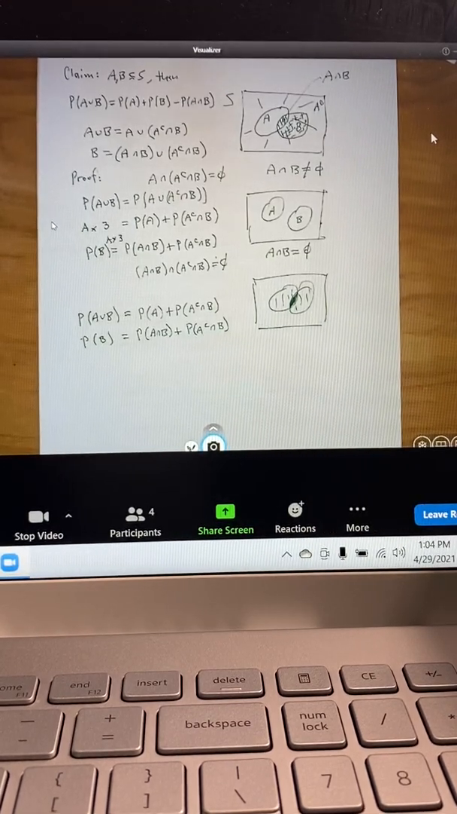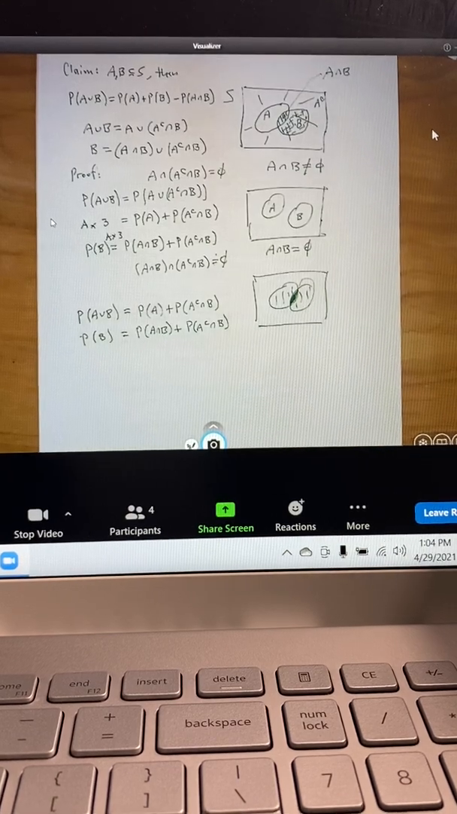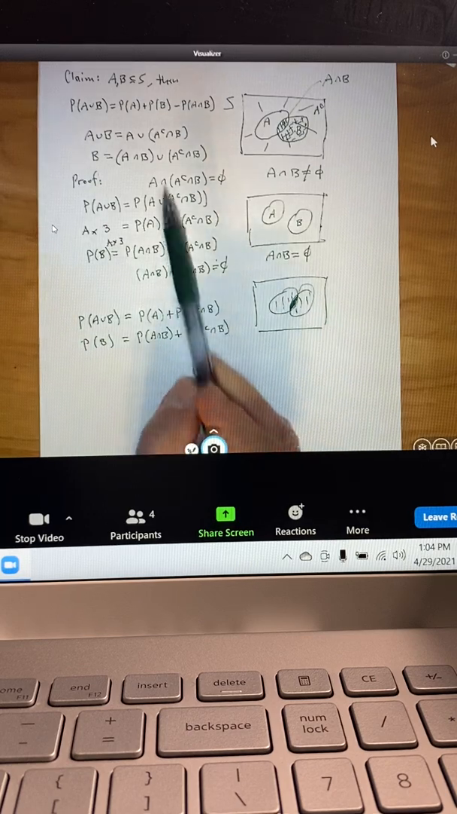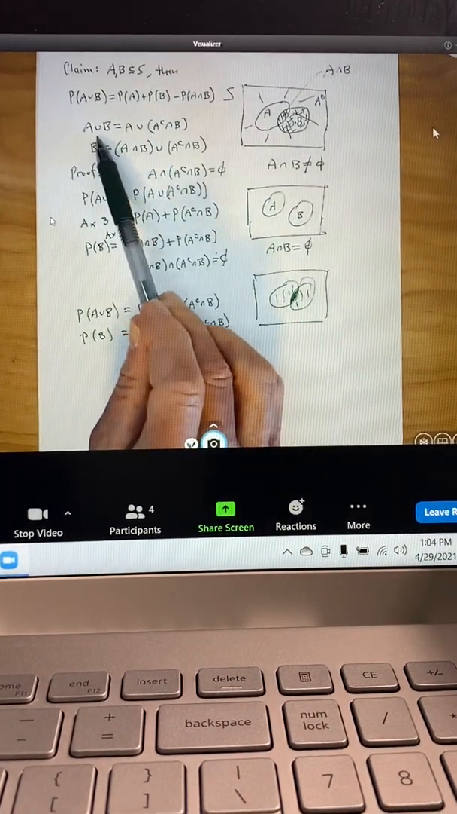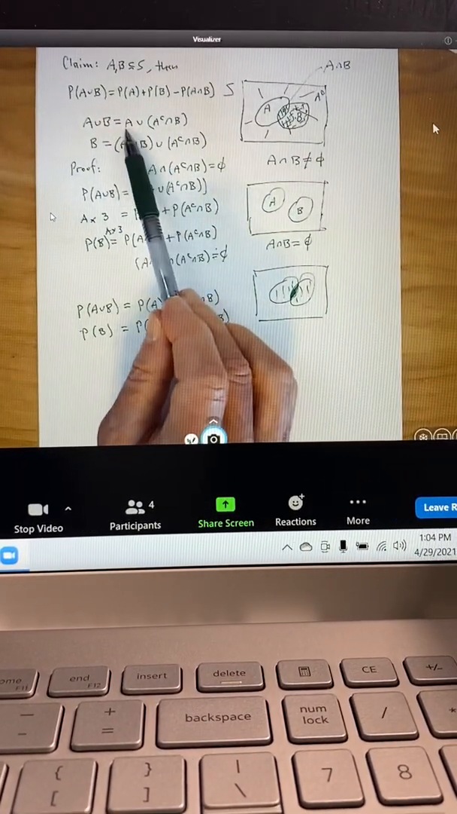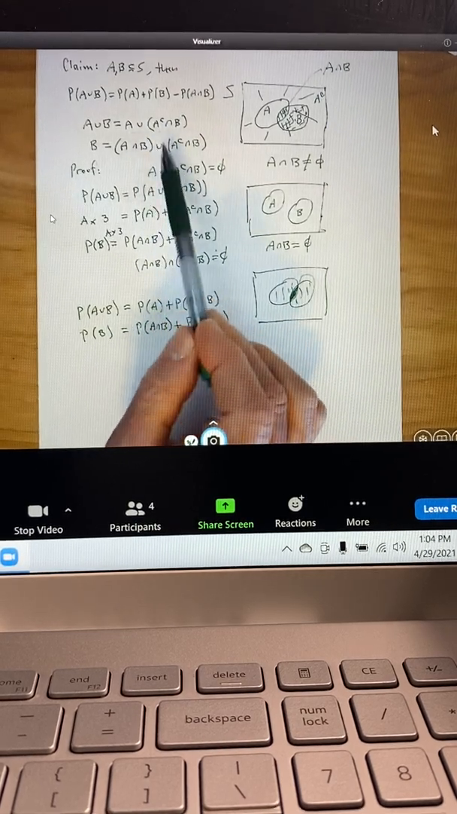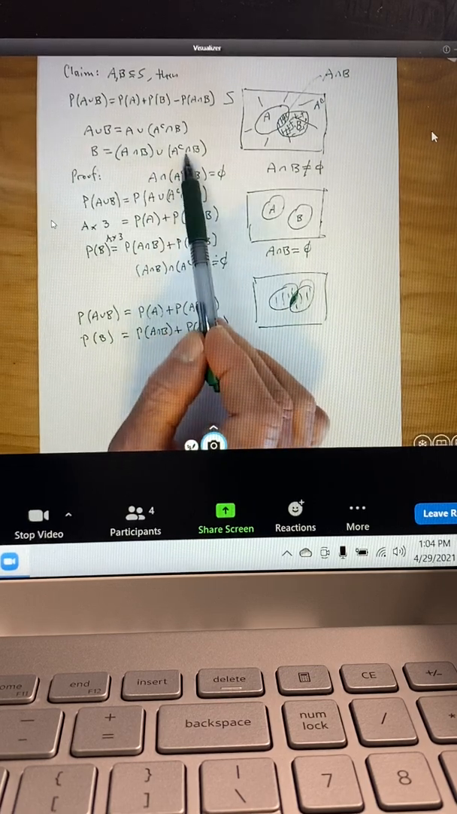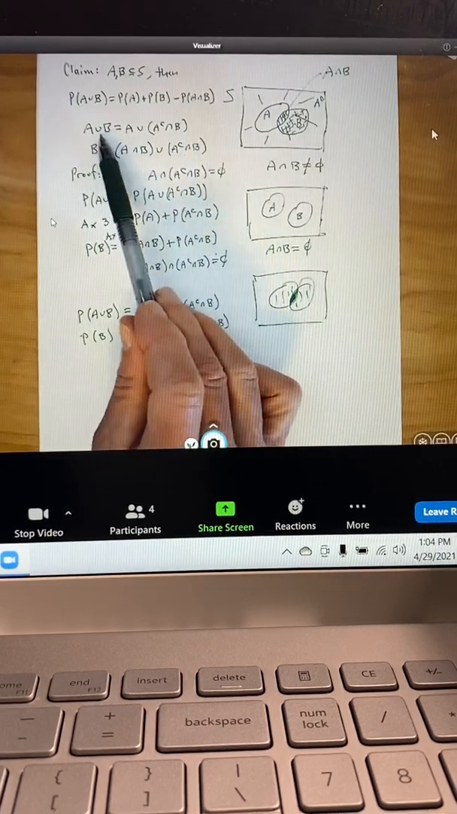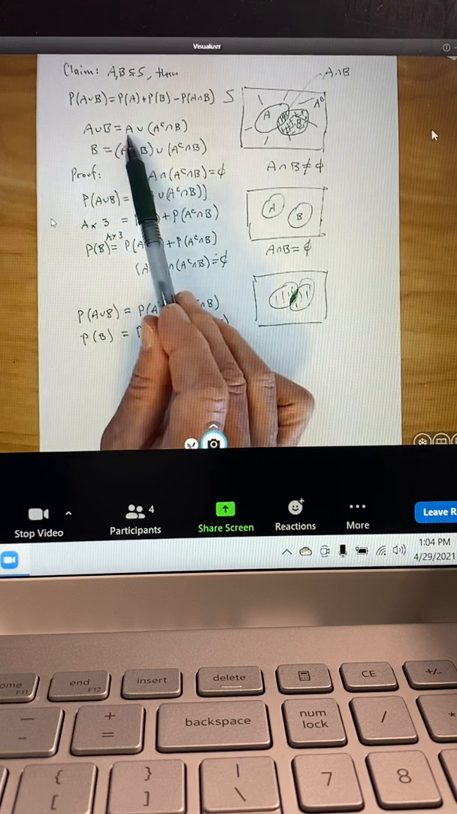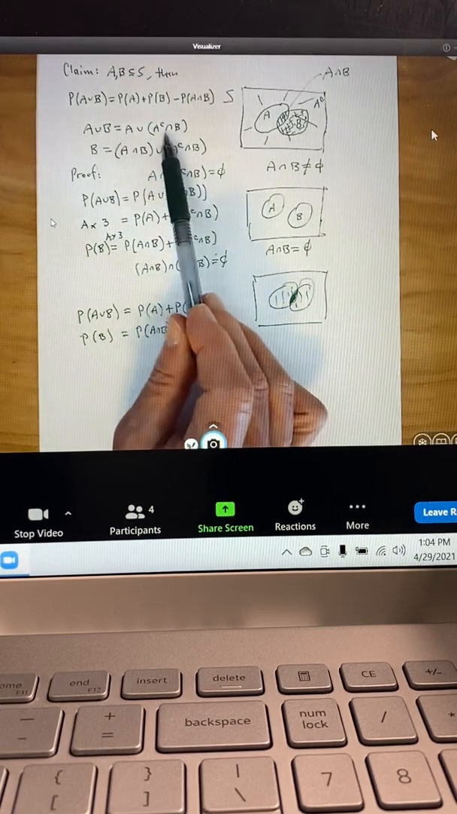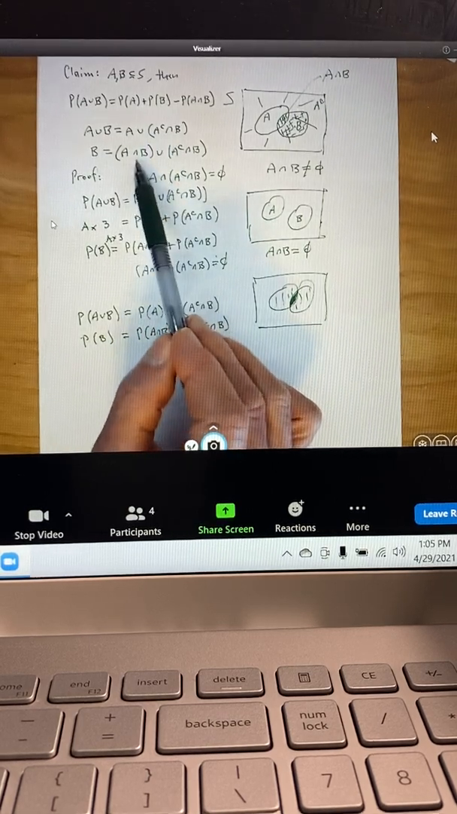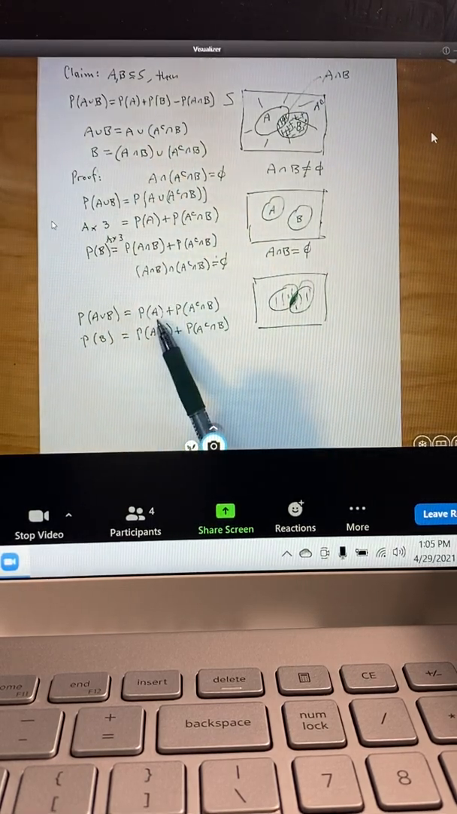This is a standard routine set of tricks: we find expressions for the union of something in terms of things that are disjoint, or an expression for a set in terms of disjoint things. Therefore, when we compute the probability of this, it becomes the sum of the probabilities of these two things and these two things, which is what we have down here.